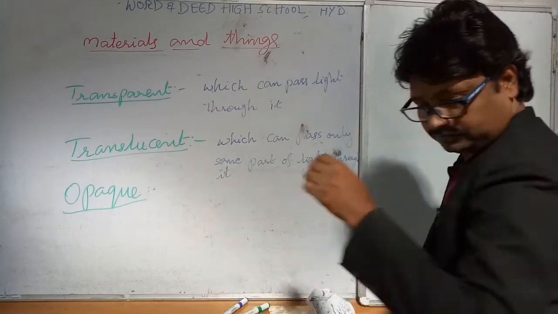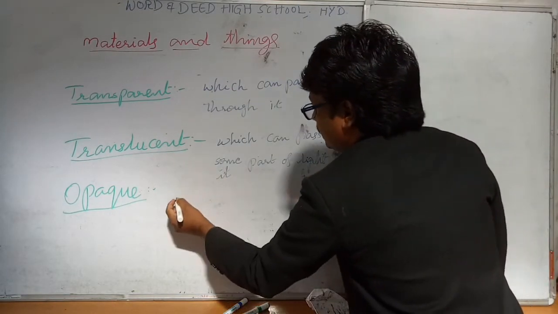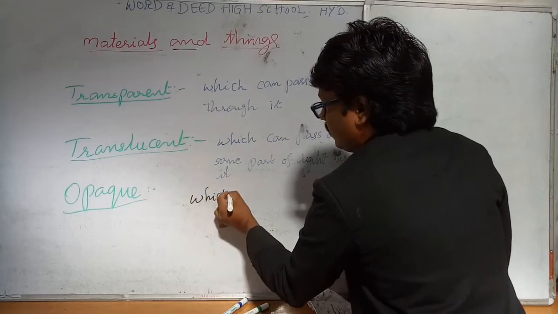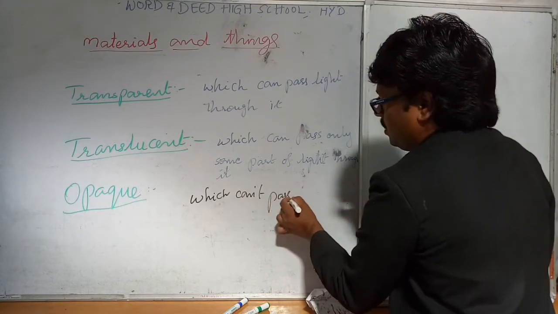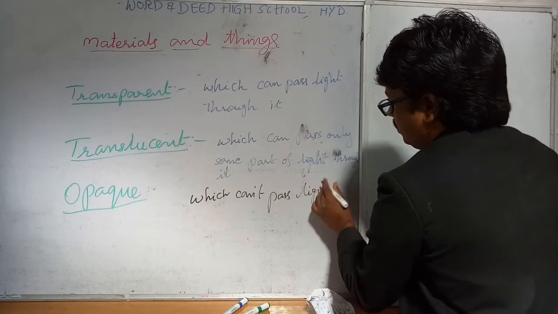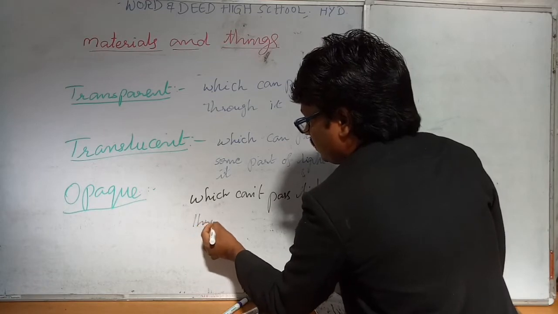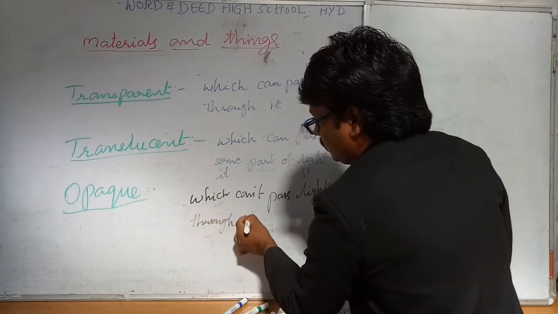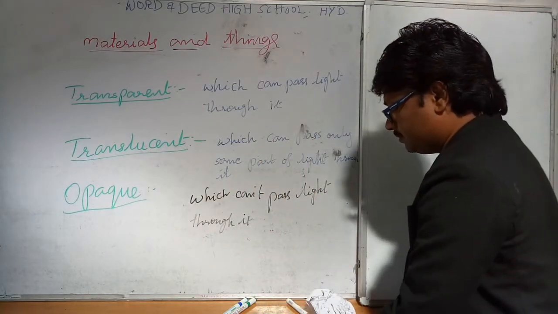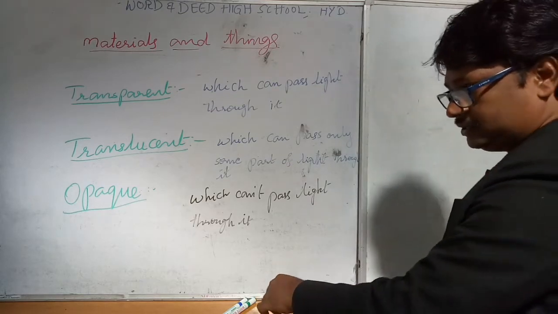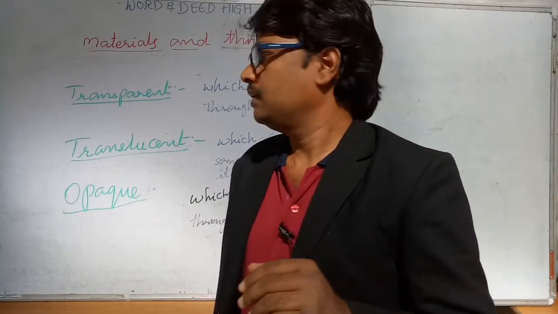Next definition, opaque: which cannot pass light through it. I'll give you the examples for these materials, then you'll be able to understand easily. Okay, let me give you the examples.